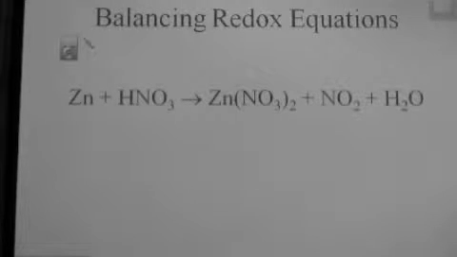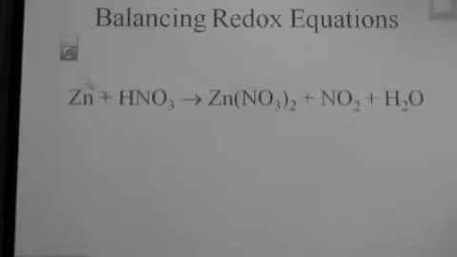In this lesson, I'm going to learn how to balance redox reactions using the oxidation number method. So the first thing we have to do is assign oxidation numbers to each element within this equation. So let's start over here with the reactant side. Let's start with the zinc.